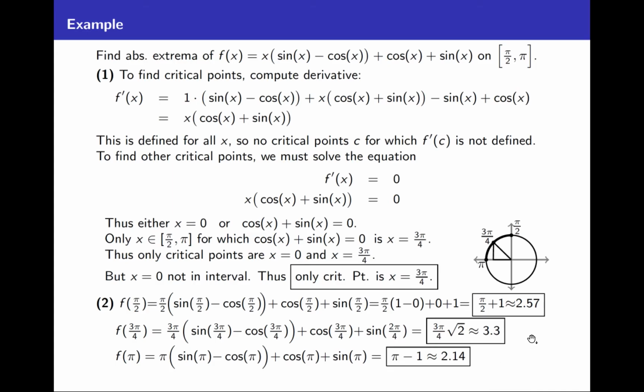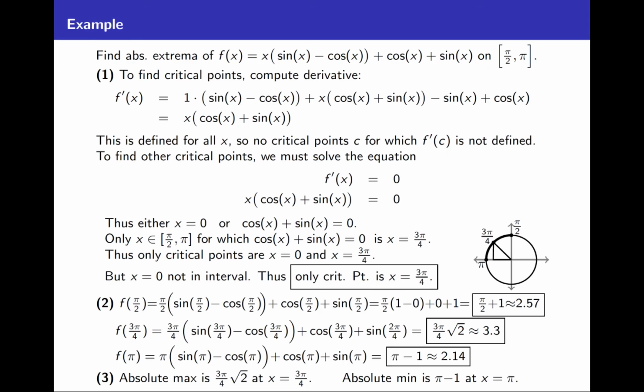So our procedure says that we can find our maximum or minimum by looking at the largest value that we got here. That's going to be our absolute maximum, and the smallest value is going to be our absolute minimum. Let's see. Looks like our maximum is the 3 pi over 4 root 2, which is about 3.3. That's bigger than these other two values. And here's our minimum, pi minus 1. That's the smallest of these three values.